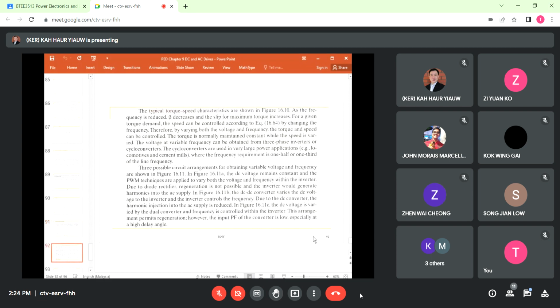The typical torque speed characteristics are shown in figure 16.10. As the frequency is reduced, beta decreases and the slip for maximum torque increases. For torque demand, the speed can be controlled according to equation 64 by changing the frequency. Therefore, by varying both the voltage and frequency, the torque and speed can be controlled. The torque is normally maintained constant while the speed is varied.